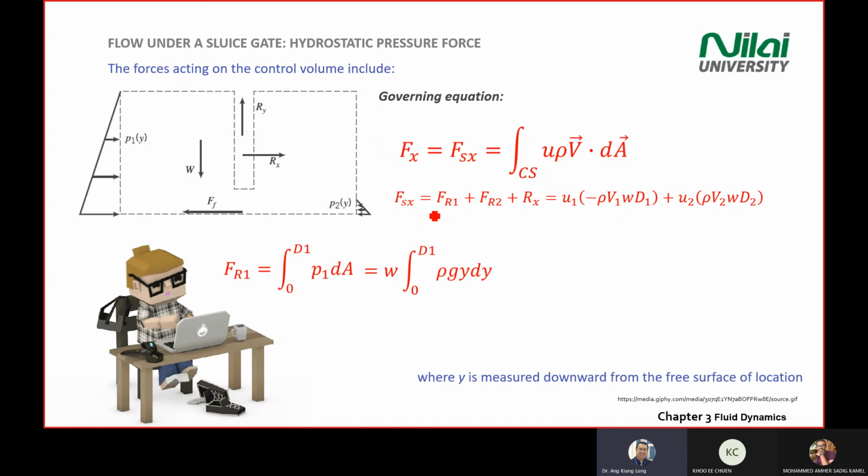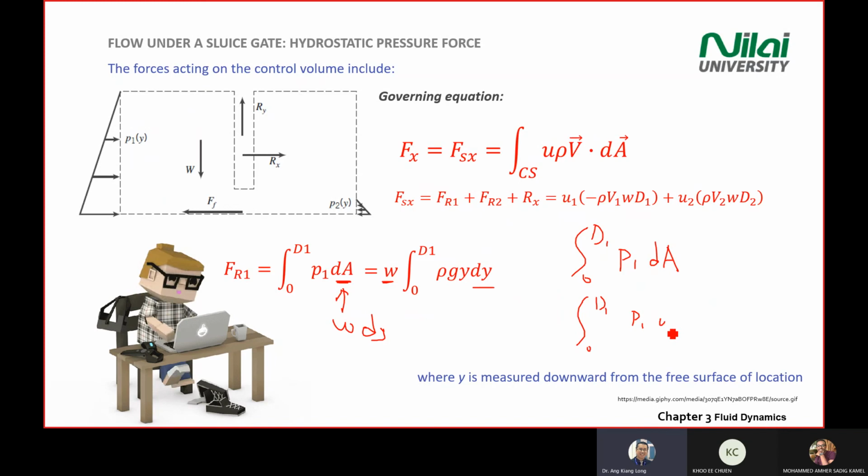Then the next one is to find the reaction force from the hydrostatic pressure on the left. So FR1 equals the integration of P1 times the area of section 1. You integrate with d1, the height of the water. So you change your dA into W dy. Yeah, your dA is W dy. So you rewrite the equation, from 0 to d1. Again, d1 here is not diameter, it's the height of the water. P1 dA, you can write as the integration of P1 W dy.